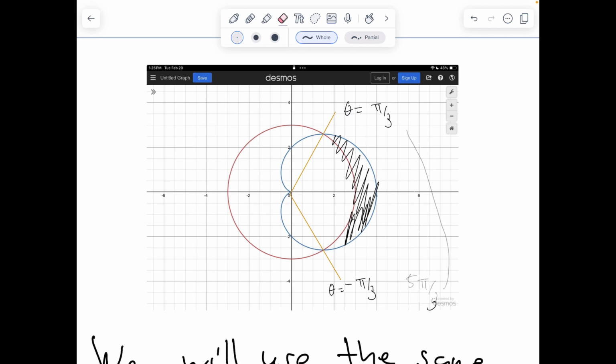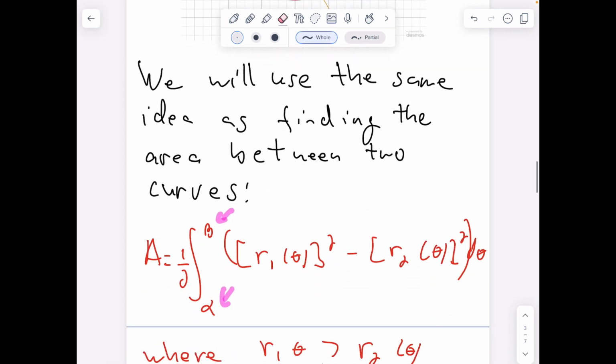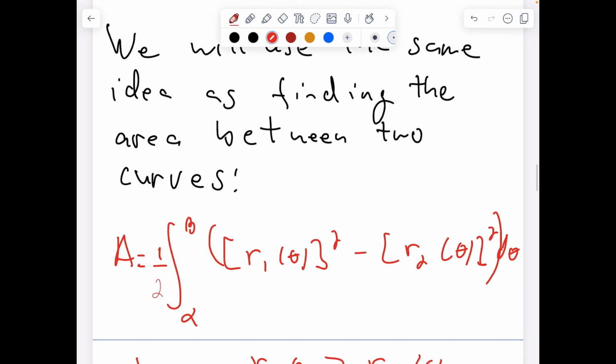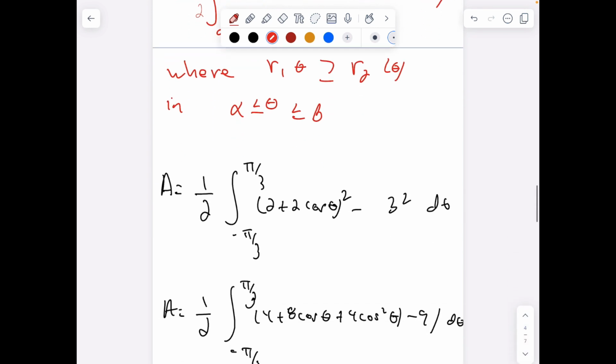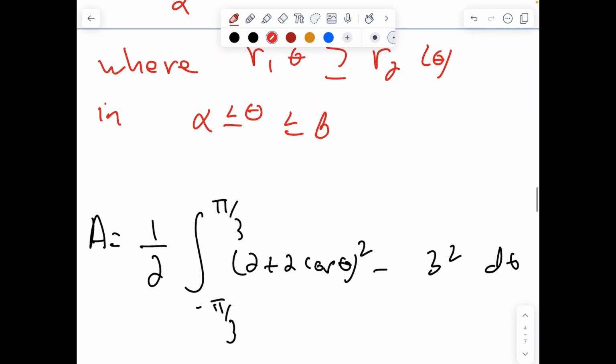Let's go ahead and set up that integration here. We're going to use the formula I talked about earlier, an area formula for polar curves, which is based off sectors. It's 1/2 the integral from alpha to beta of the difference between the two functions squared, where one is larger than the other. So here, r1 is bigger than r2. r1 and r2 are just those functions, between those two angles alpha and beta, which are minus pi over 3 and pi over 3. And there we go. That is what our setup would look like.